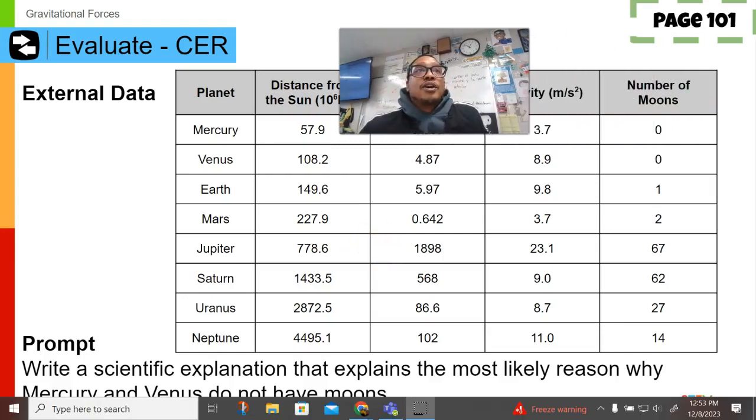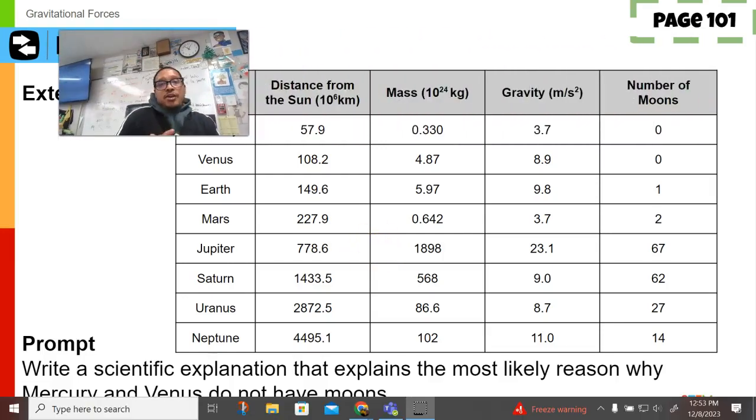And hopefully you are accustomed to looking at these data tables. If not, don't worry. We will get you accustomed to it and how to read them appropriately. So if we're reading this data table, this 23.1, we have to take a look at it. What is it? It's the gravity, and it's the gravity of where? Jupiter. So if we read across the table, that tells us that all this information here is for Jupiter, and that this information in this specific column is for gravity.